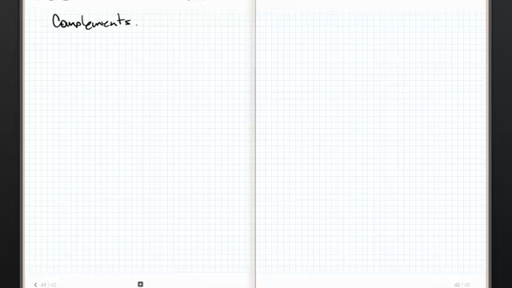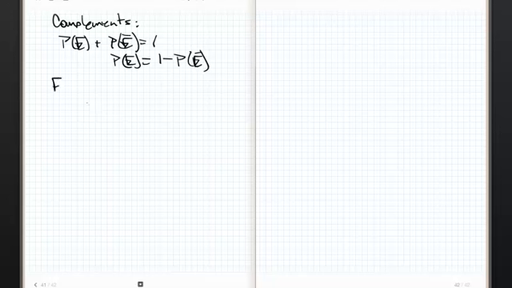Complements. Hopefully you recall that the probability of an event plus the probability of that event's complement is equal to 1. Well, real simple algebra tells me that I can write the probability of the event as being 1 minus the probability of its complement. Now, let's do a problem that uses complements really nicely, because otherwise things can get out of hand.